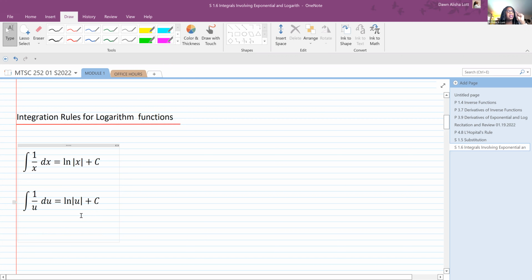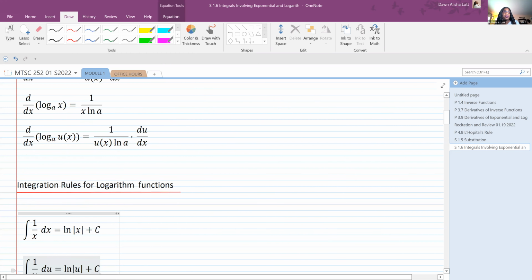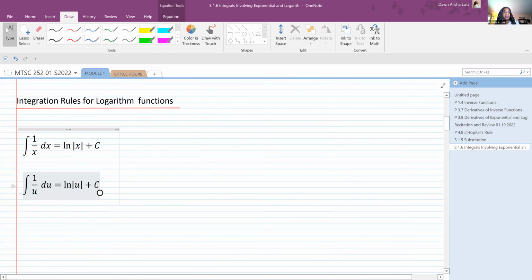So if by chance we have a compound problem, that means we have 1 over a function. The only way we can integrate that is if it's 1 over u, where u is in the denominator but its derivative is in the numerator. Okay, so this is the anti-differentiation rule for our log. So those are the first 2 rules.